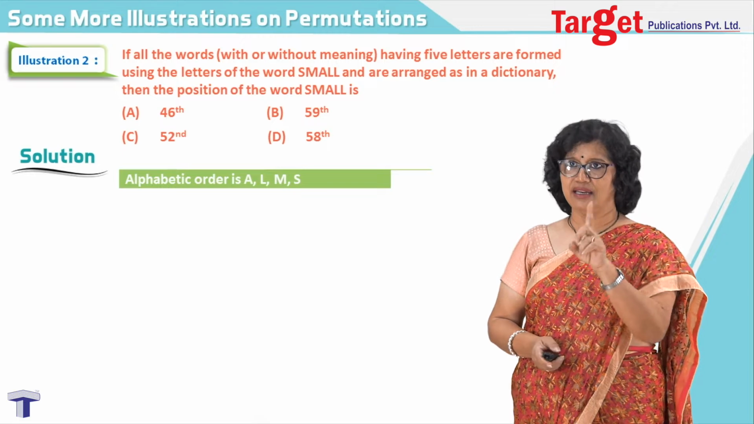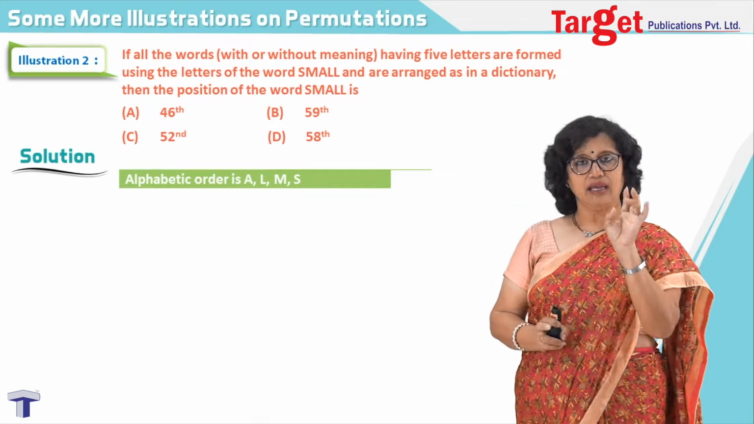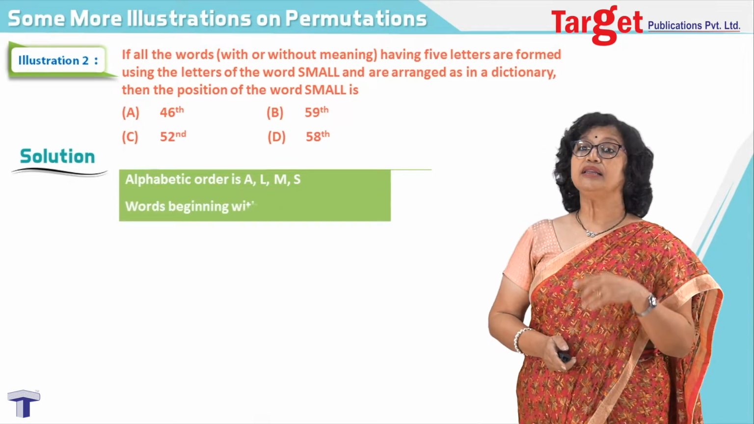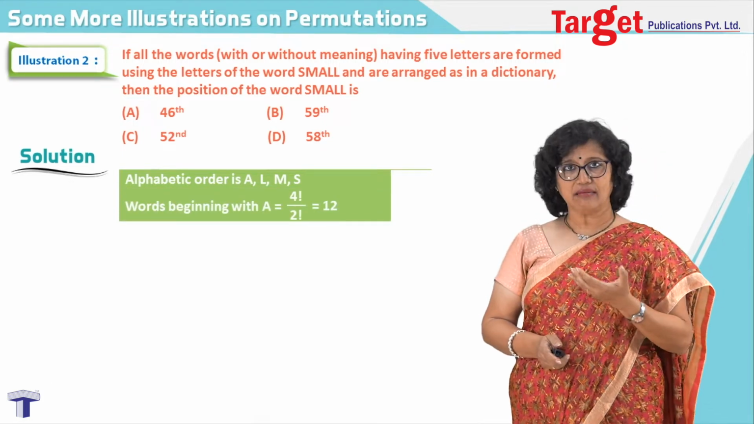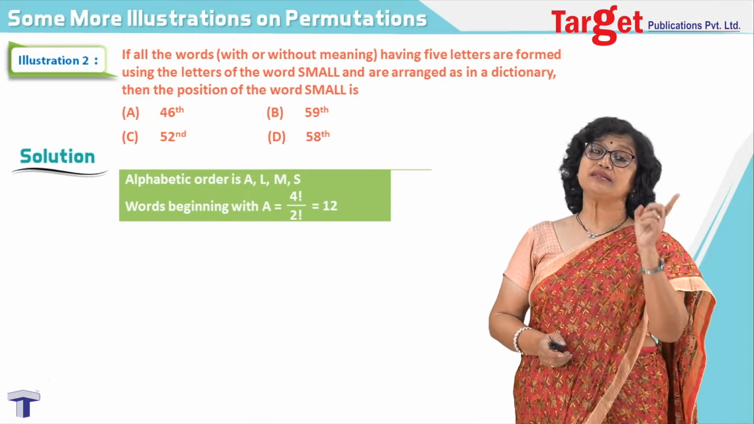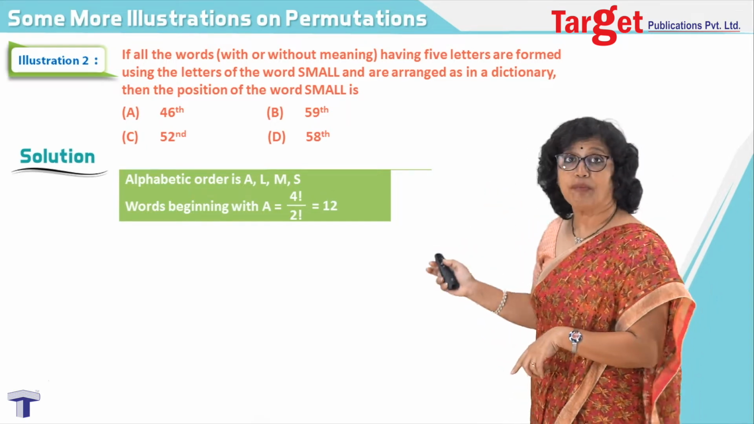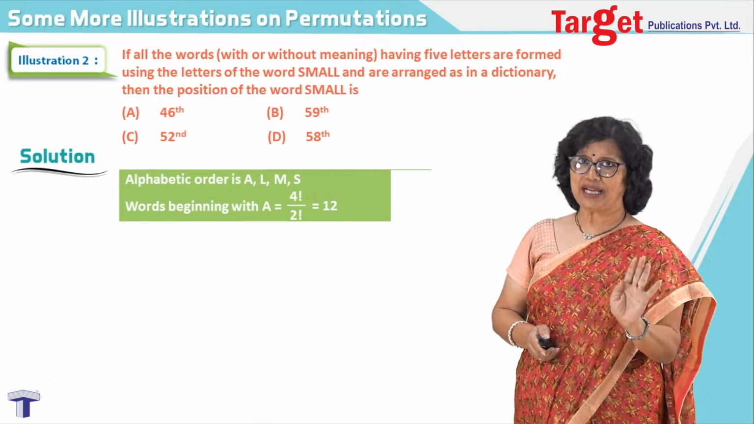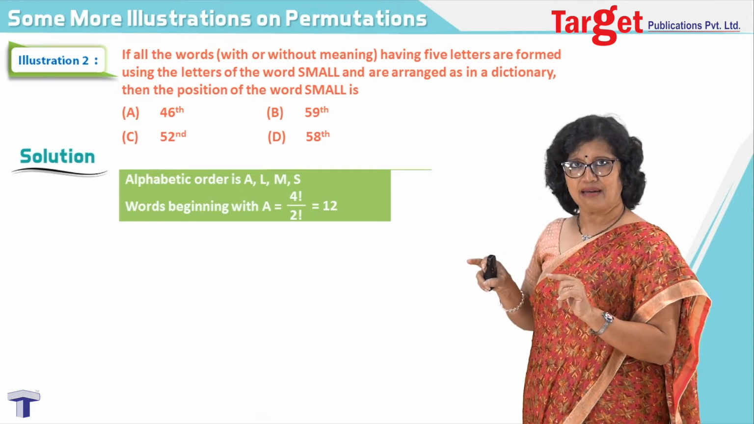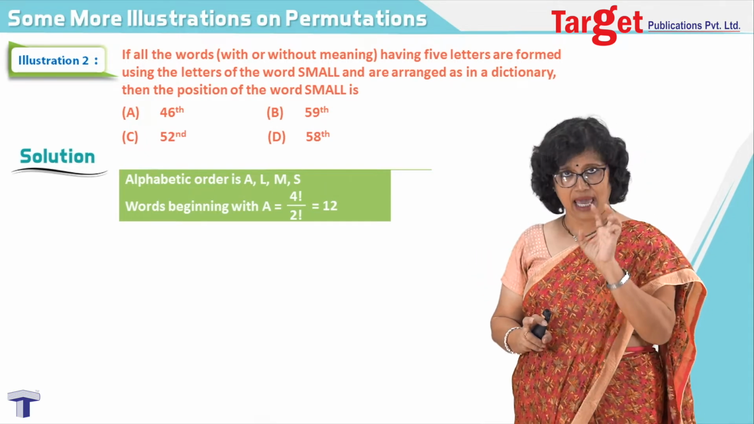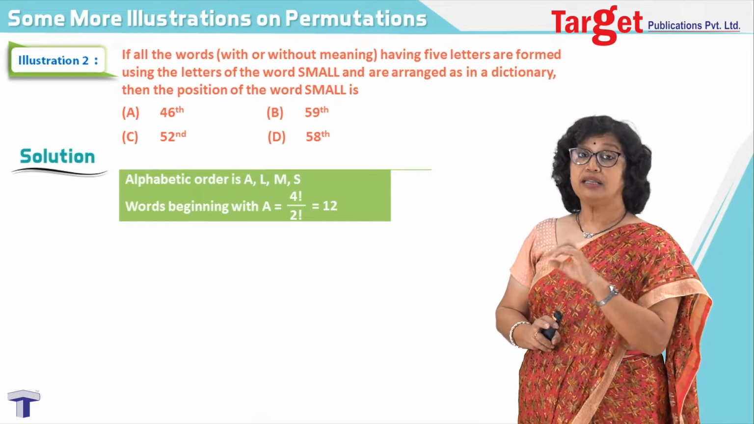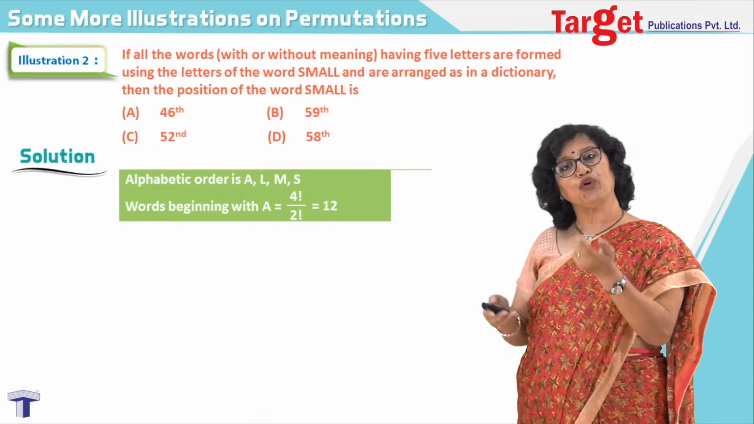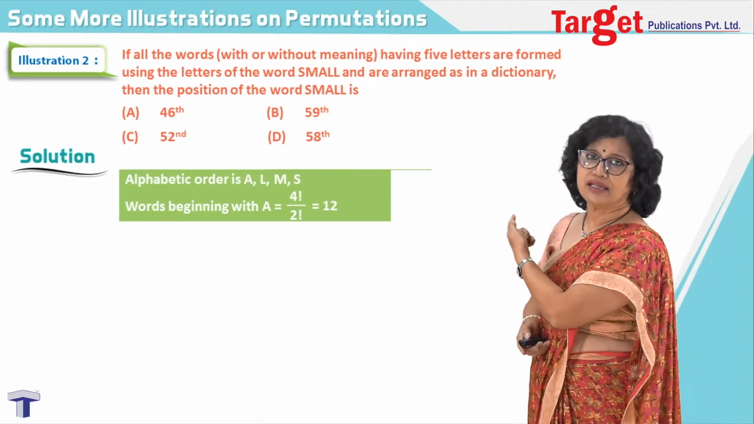I'm not saying that when I say systematically, but use your approach systematically. First thing we understand here is the letters used are A, L, M and S. Correct? And there would be some words which will start with A in the dictionary order, right? So numbers beginning with A would be 4 factorial upon 2 factorial. Why am I saying so? First place is filled by A. Now 4 places are there and those 4 places would be filled by M, L, L and S. Now since L is repeated twice, we are dividing by 2 factorial. So 4 factorial upon 2 factorial is the number. So answer there is 12.